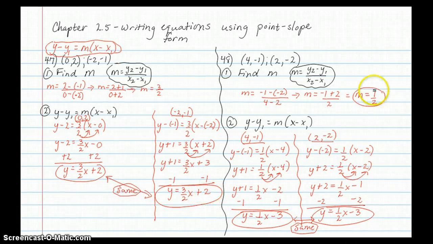For 48, you can see m is 1 half, and using both ordered pairs, 4, negative 1, and 2, negative 2, you come up with y equals 1 half x minus 3. You can take a look at the work if you had trouble.